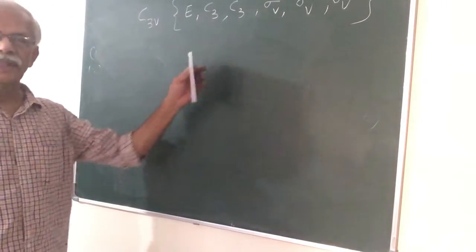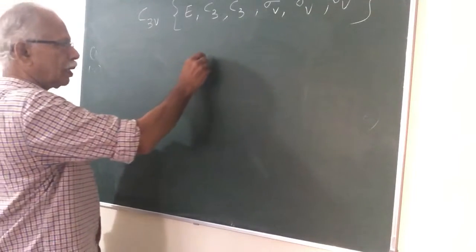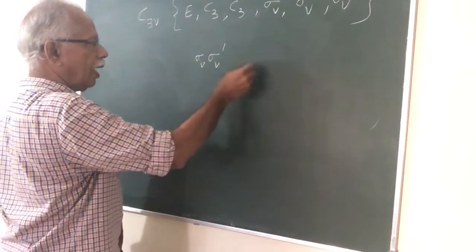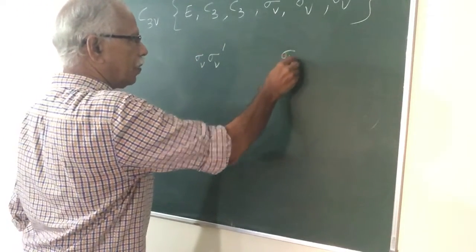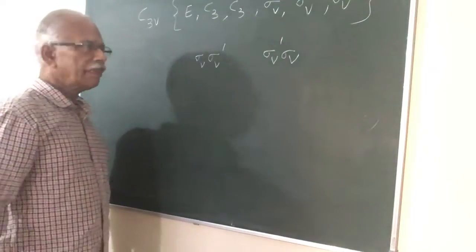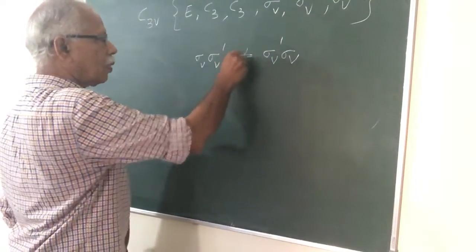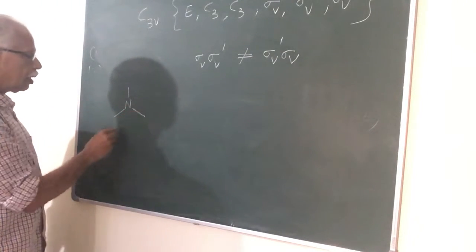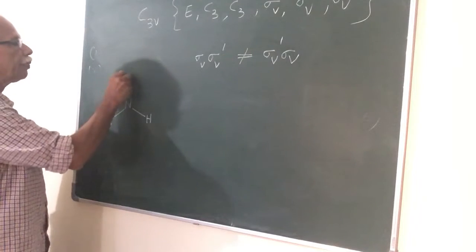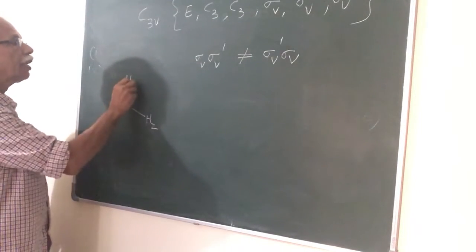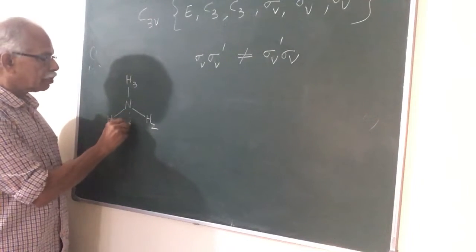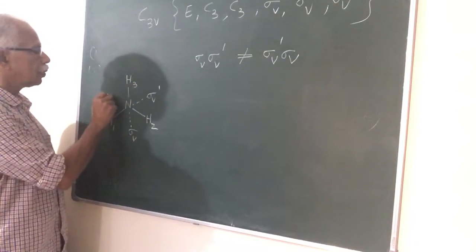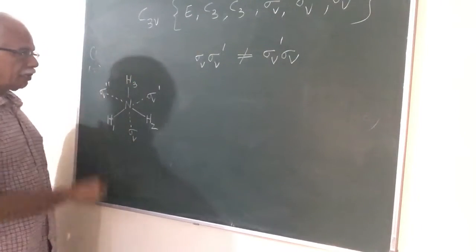To illustrate its non-abelian nature, let us find the product of sigma V dash followed by sigma V, and also sigma V first and then sigma V dash. They are not equal. Let us prove it. This is the starting picture of ammonia, where hydrogens are labeled 1, 2, 3. The planes of symmetry are sigma V, this one is sigma V dash, and this one is sigma V2 dash.